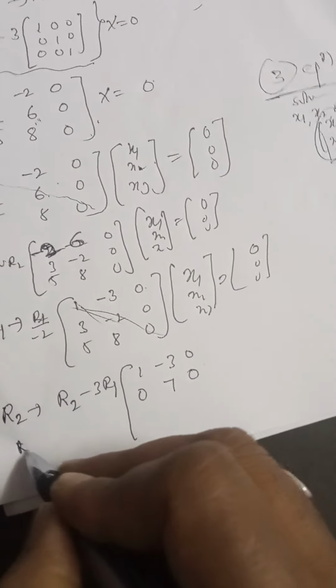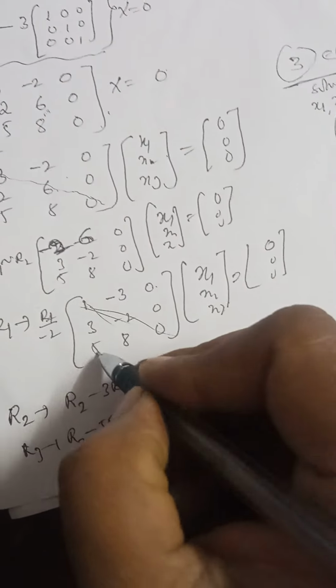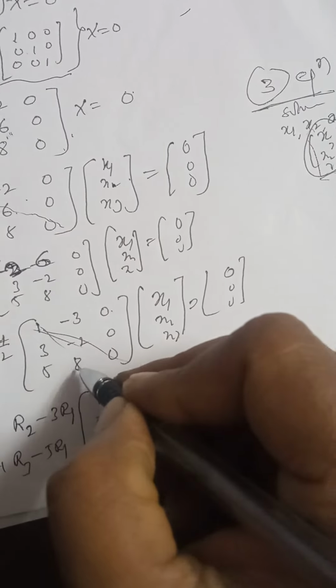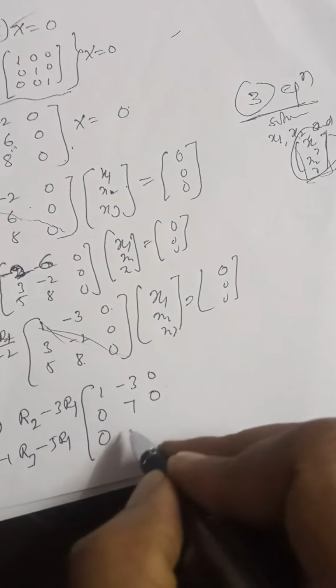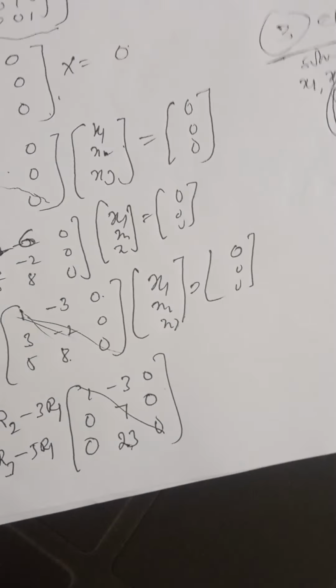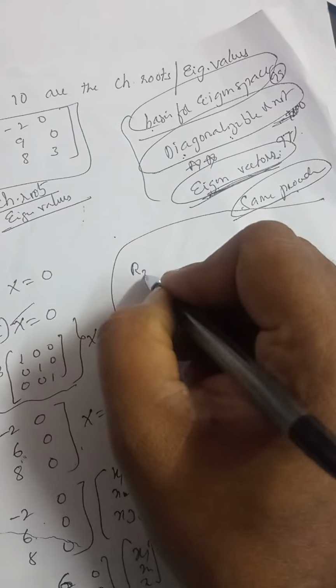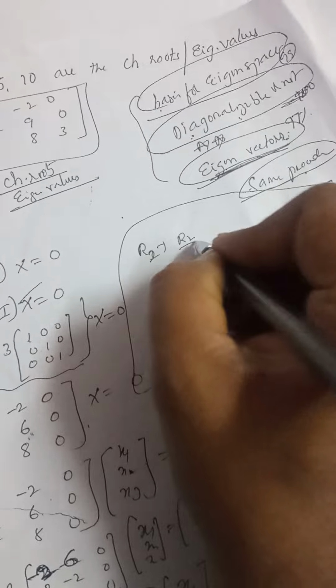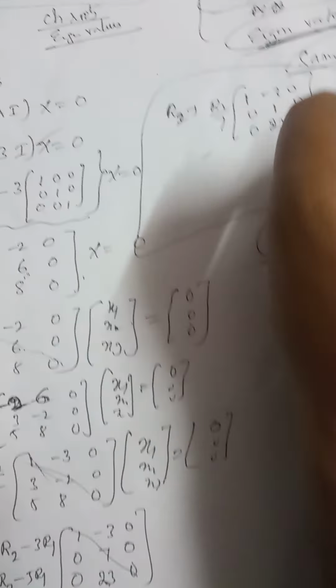0. Now R3 also: R3 changes to R3 minus 5R1. 5 minus 5 is 0. Now 8 minus of minus 15, 15 plus 8 means 23. Now 0 minus 0. Again, on the principal diagonal I have to make this one 0. Now what I am doing here, R2 changes to R2 by 7, for easy calculation. See, now the first row is 1, minus 3, 0; 0, 1, 0; 0, 23, 0, right?